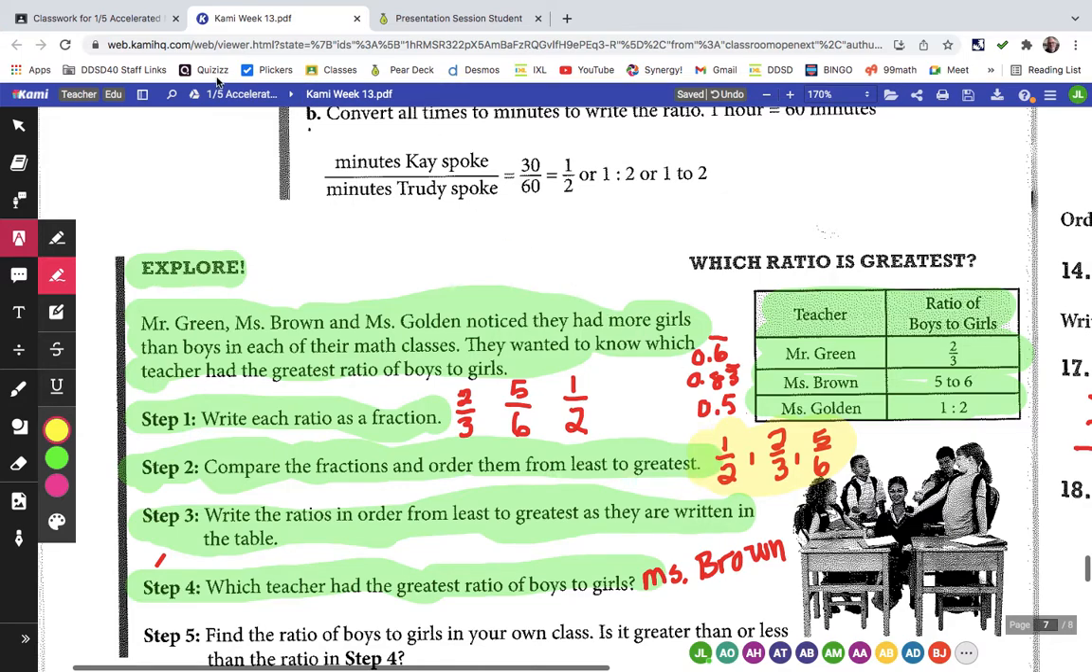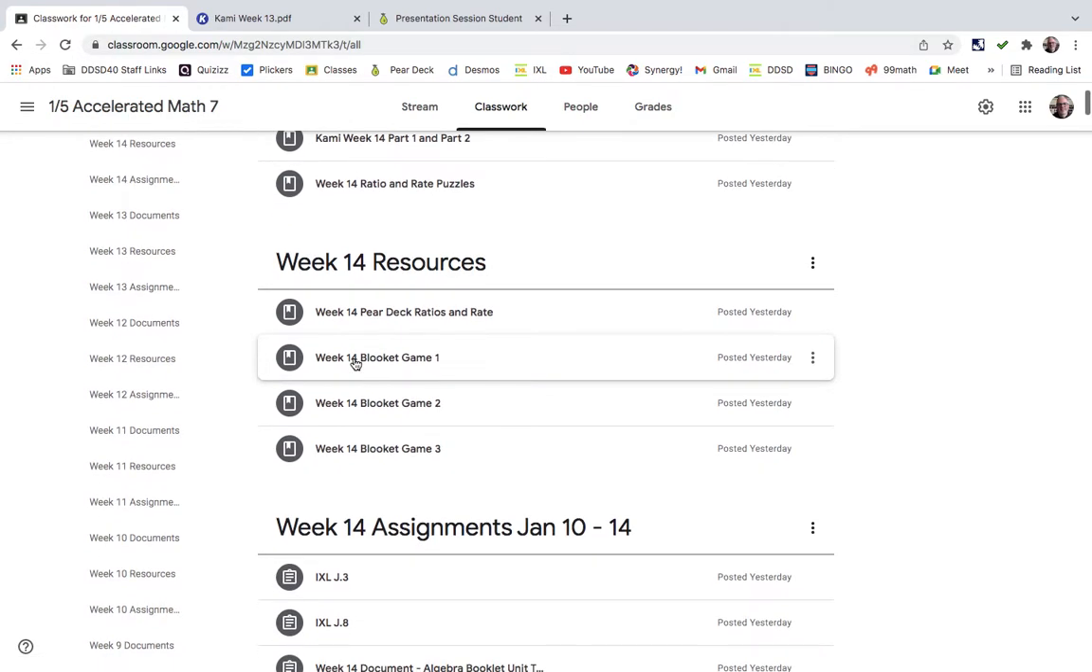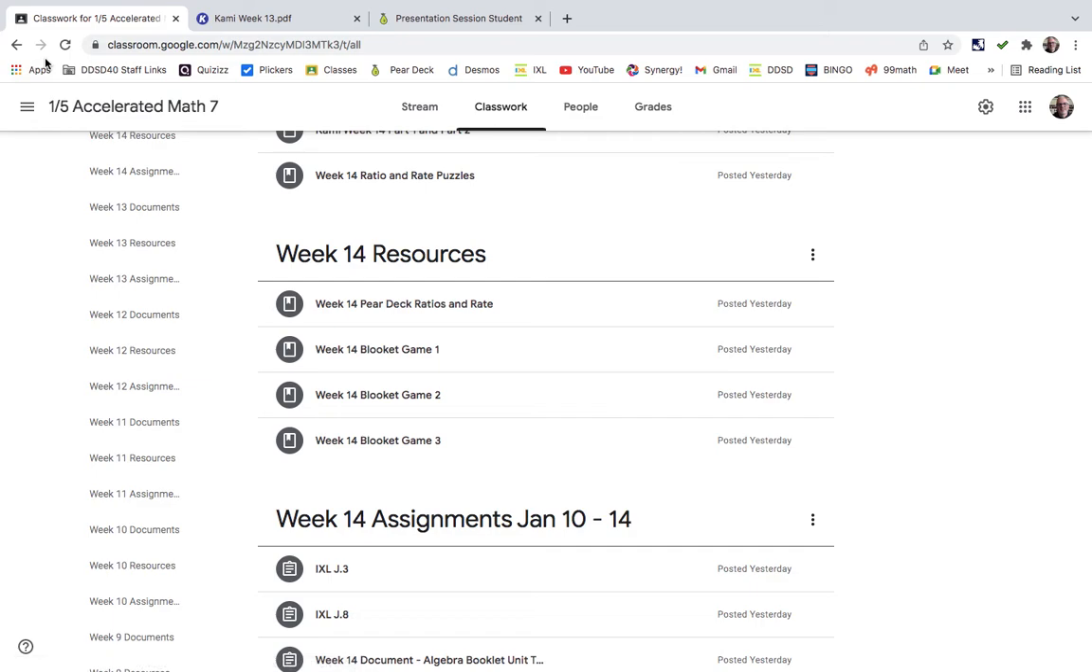And finally, we show you a couple things that we did that you could do at home. We did Blooket. You can just go to game 1. You're going to have to figure out how to get logged in. It's going to look a little bit different tomorrow if you want to come back.